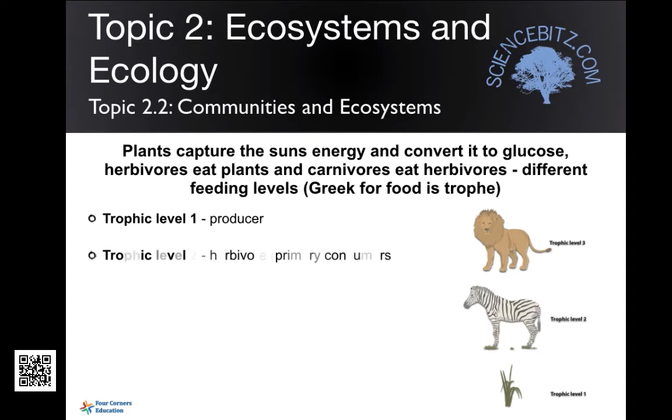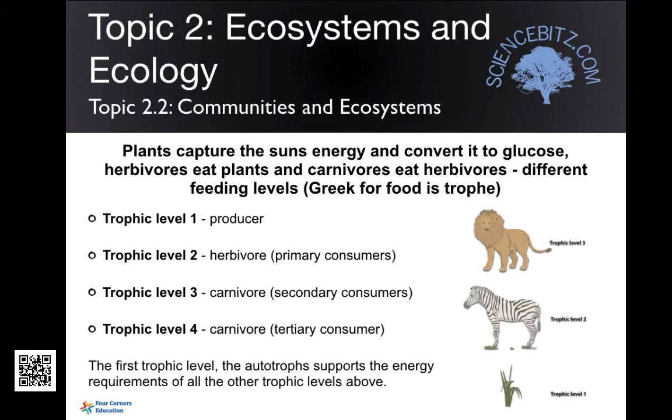So trophic level 1 are the producers, the plants. They produce all of the energy, all of the biomass that is available to the rest of the ecosystem. Trophic level 2, herbivores, we can also think of as primary consumers. They are the first consumers of biomass. And then the lion in this case is the carnivore, a secondary consumer. It consumes biomass that has been created through the primary consumer eating the biomass that's been laid down by the producer.